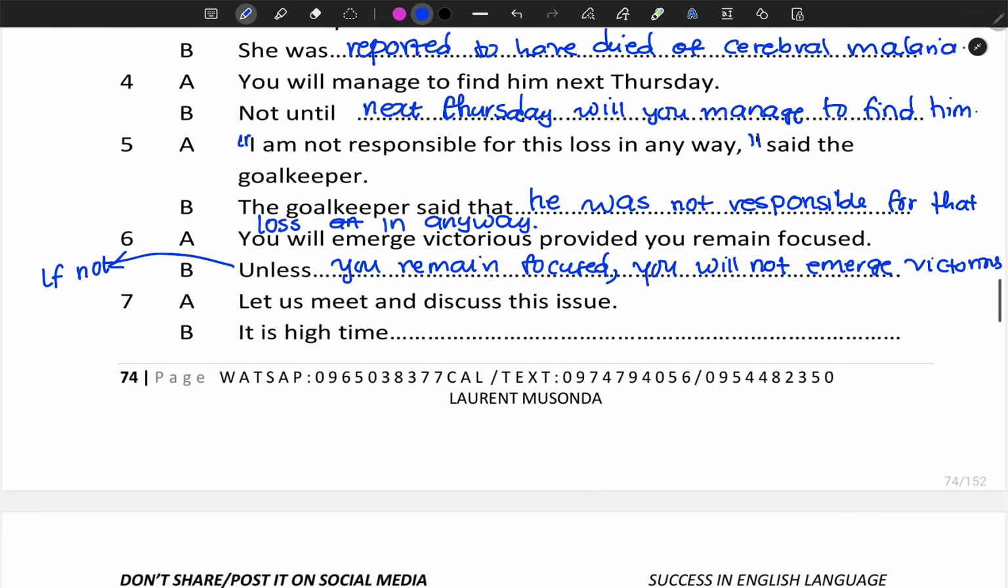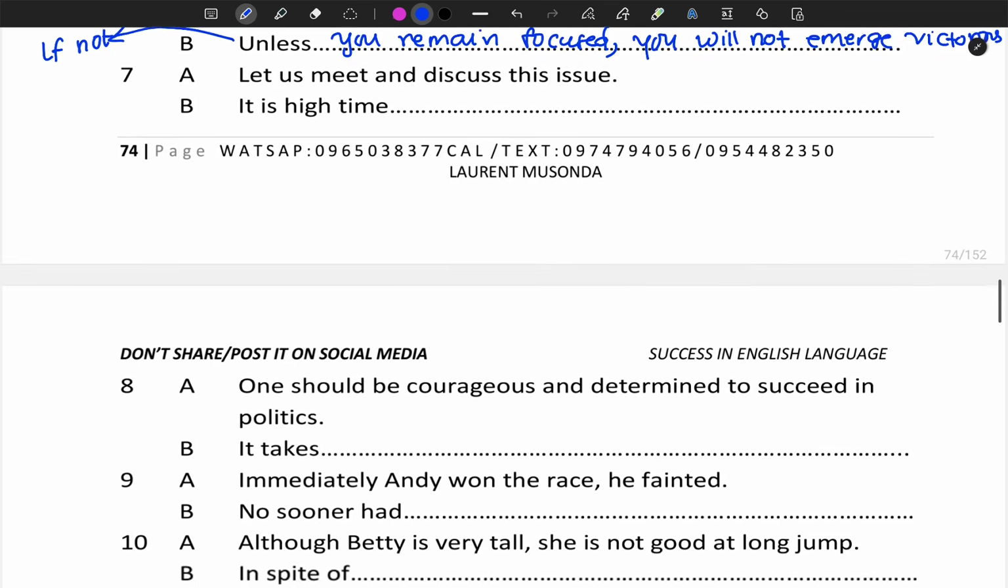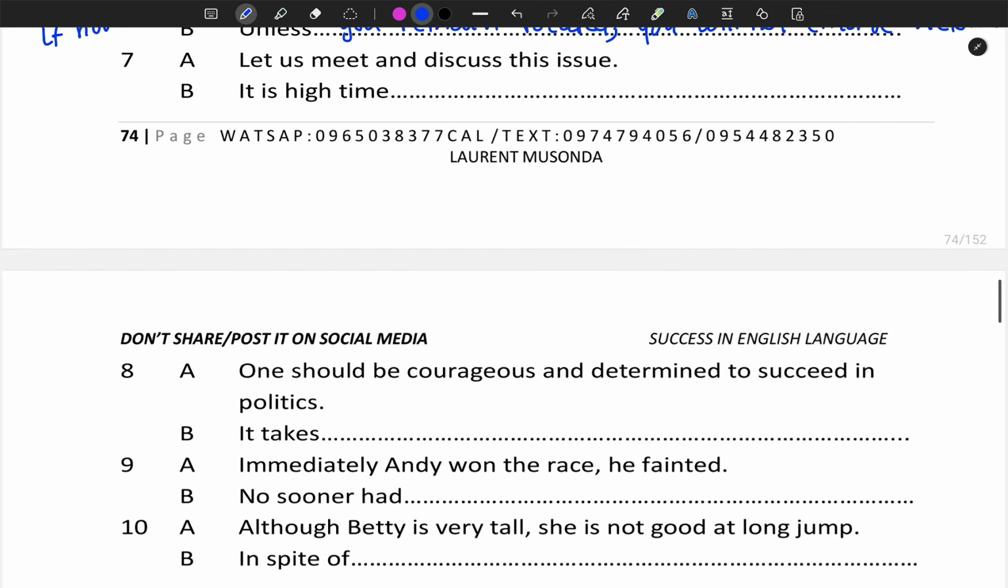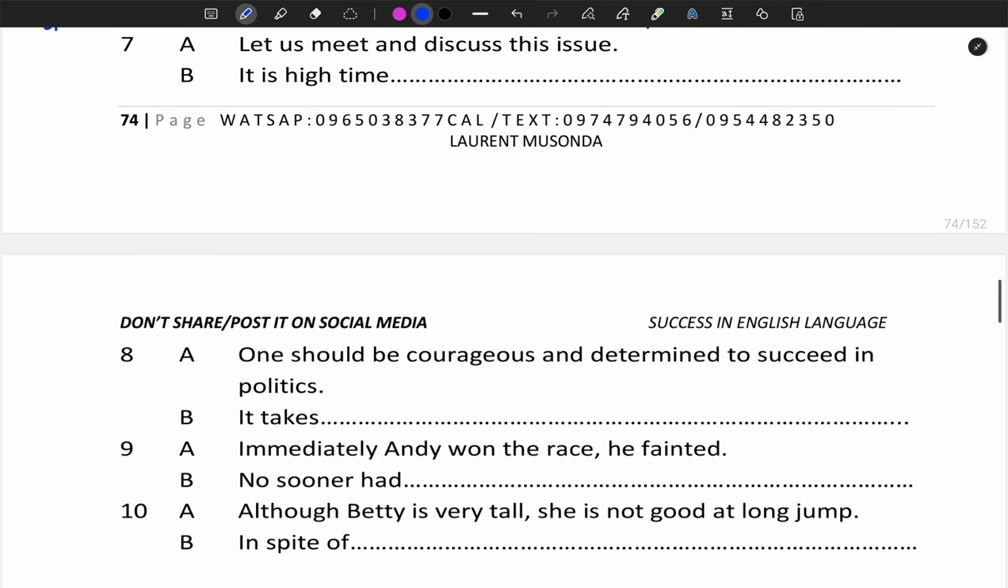Number 7, let us meet and discuss this issue. Then we are told it is high time. So what is the rule when we use it is high time? When we use it is high time, we need to change meet and discuss. The whole thing is about you change a verb into past. So we can't say it is high time we meet and discuss. No, it is high time we met.